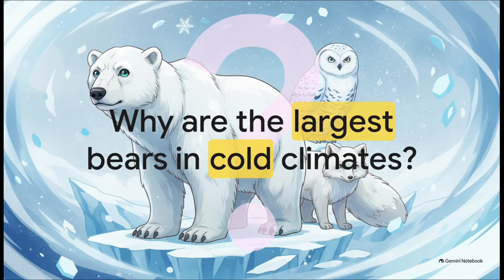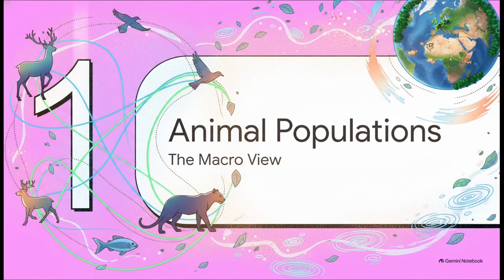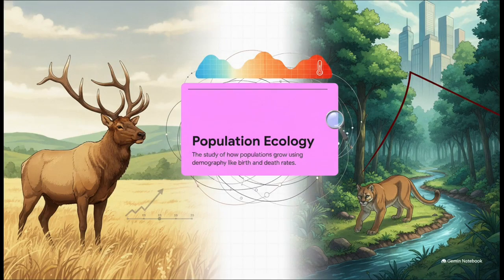But to really understand how this invisible force dictates nature, we've got to start by looking at the big picture. Section 1. Defining animal populations, taking the macro view. To see this invisible hand at work, ecologists first have to zoom out and draw a boundary around a group of animals. This brings us right into population ecology. Technically, a population is a group of interbreeding individuals in the same area at the same time.